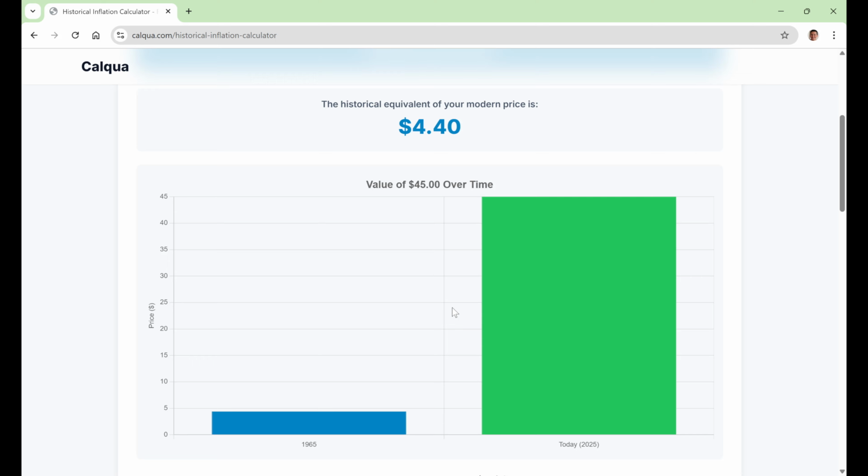The early signs of what would become a period of high inflation were beginning to show, driven by a combination of the Vietnam War and Great Society social programs. Jumping to the year 1985, we encounter a period of rapid technological advancement and significant economic shifts. The hyperinflation of the 1970s was being brought under control, but prices were still much higher than in the previous decades. The calculator shows us a 1985 value of $15.01.